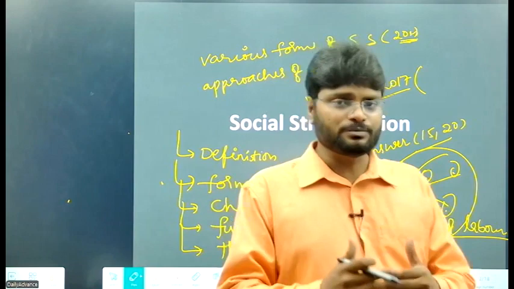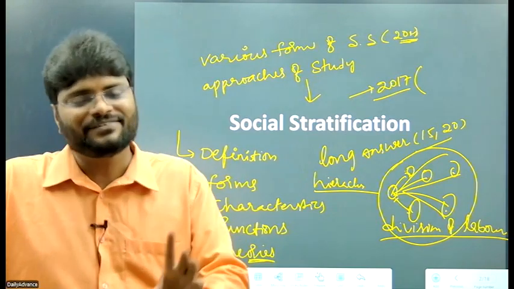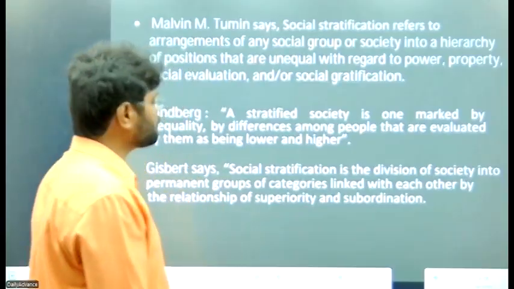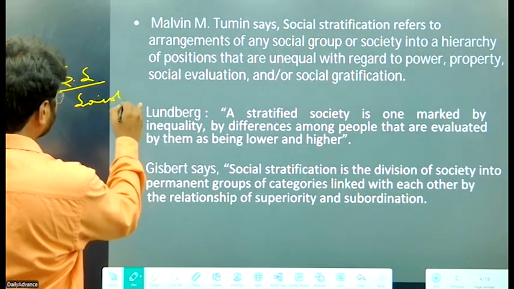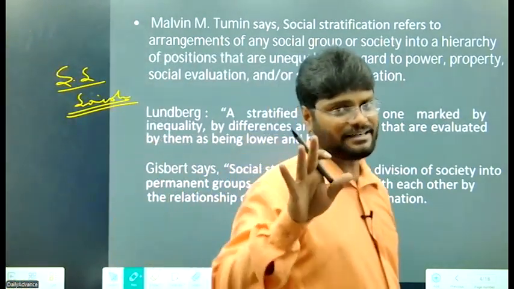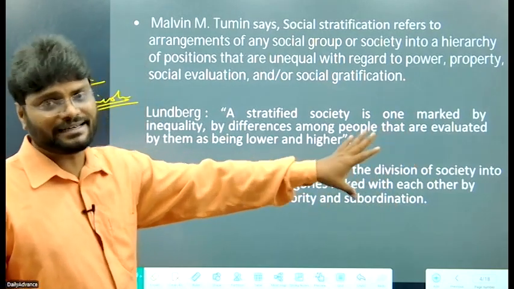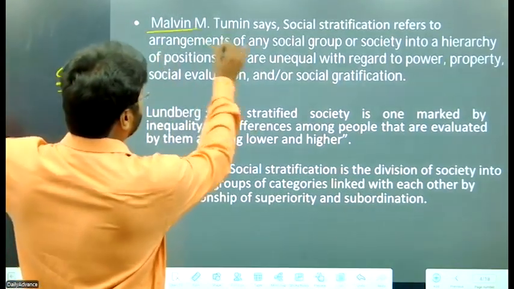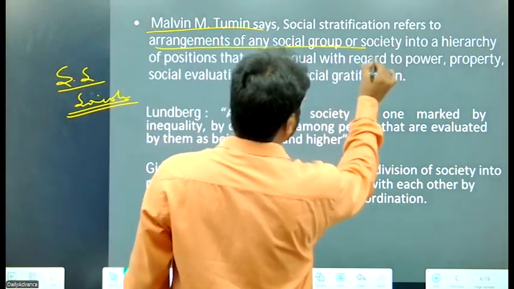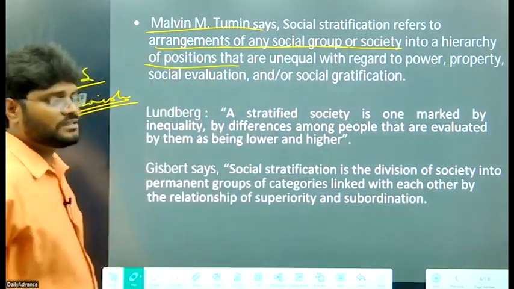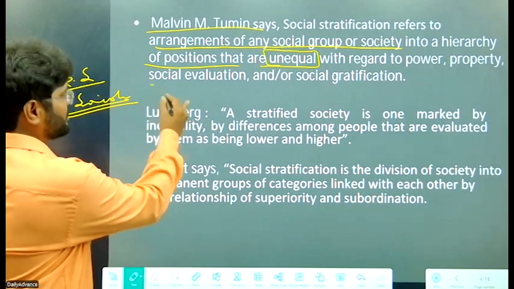Because whatever I spoke is general in nature. But when it comes to an academic concept, who studied this concept, and in what manner they defined it, we have to see in the form of definitions. For the definition, these people were sociologists, because social stratification was heavily studied by sociologists. If you remember, the scope of sociology was restricted to agrarian communities as well as urban civilized societies. They never went into primitive or pre-agriculture societies. That's why sociologists like Melvin M. Tumin defined social stratification as the arrangement of any social group or society into a hierarchy of positions. This hierarchy of positions is always unequal, with respect to power, property, social evaluation, as well as social gratification.